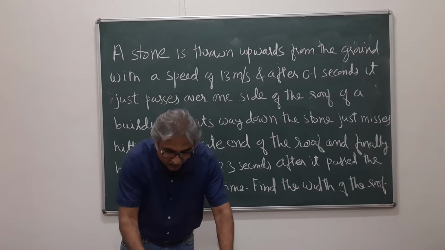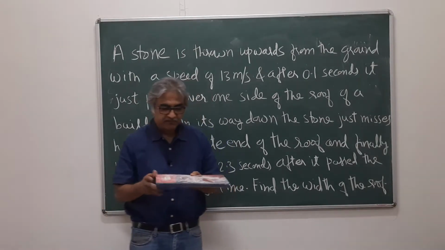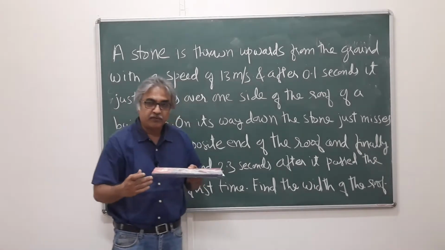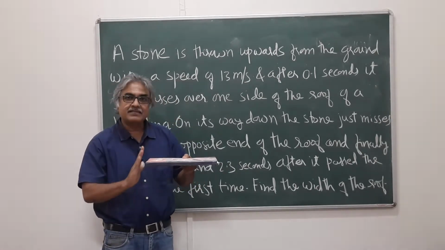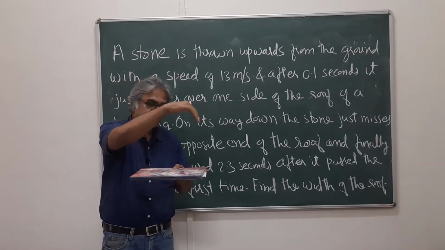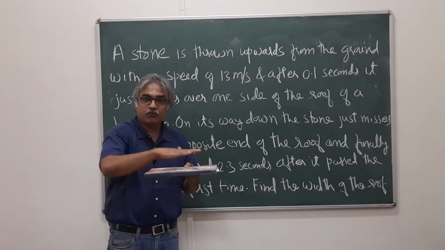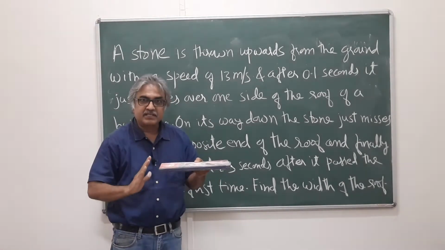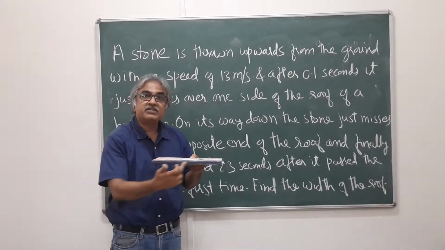So the problem is this. We have, let's say this is the roof and we are asked to find the width of the roof. A stone is thrown, it just passes one side of the roof, goes up, and while it comes down it passes the other end of the roof, right? This is the roof and you are given the times and we will make a sketch. So you are asked to find this width.